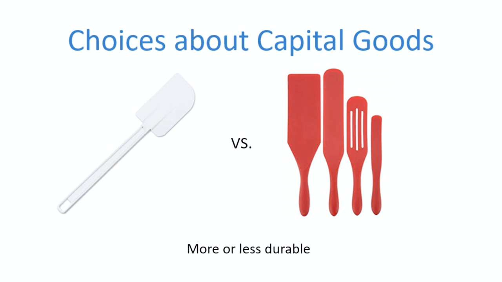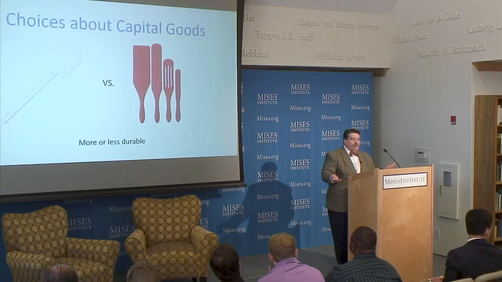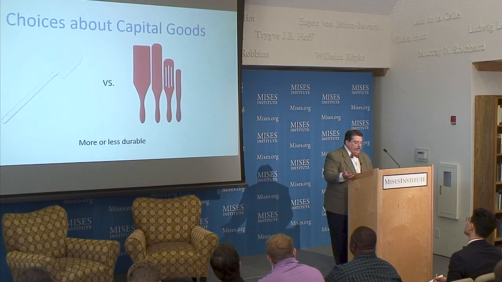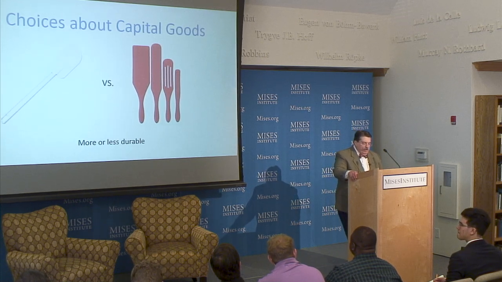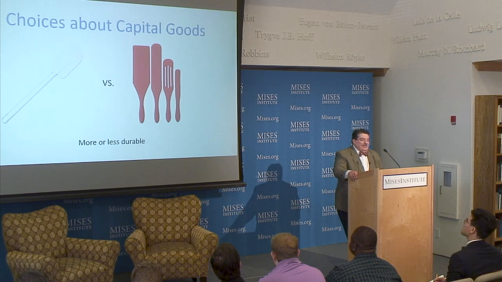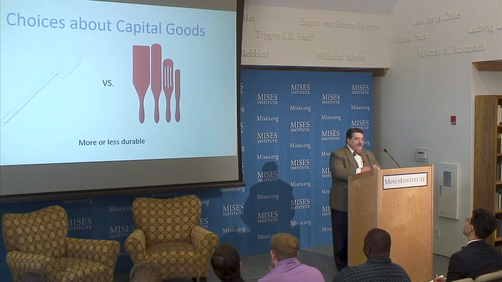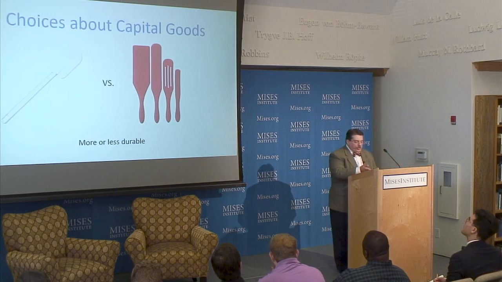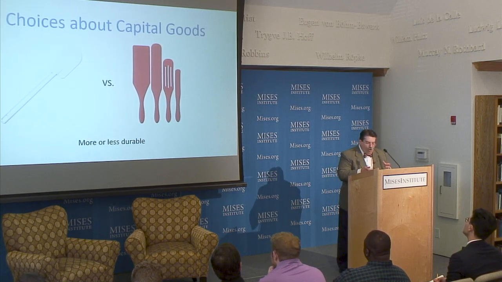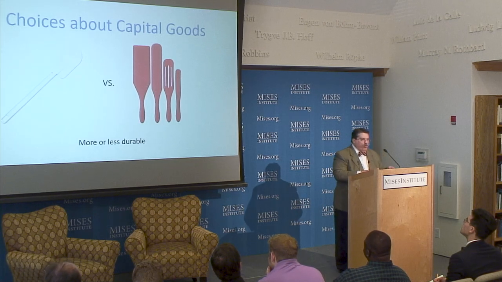Another choice variable is durability, right? The durability also needs to be taken into account. When an entrepreneur or a producer is trying to invest savings in obtaining particular capital goods, some capital goods that you could use are going to be relatively less durable than others. And as a rule, the more durable the capital good, the more valuable it's going to be to the producer. So here on your left, you have this spatula. It's an okay spatula, but it's kind of flimsy. It won't be very long before that spatula head departs from the handle, and then you're stuck. Whereas you have these red silicone things that are all molded, very durable. Those would be worth more than the flimsy spatula.